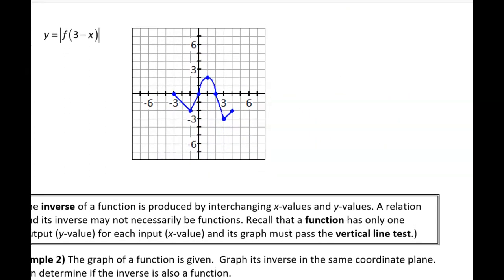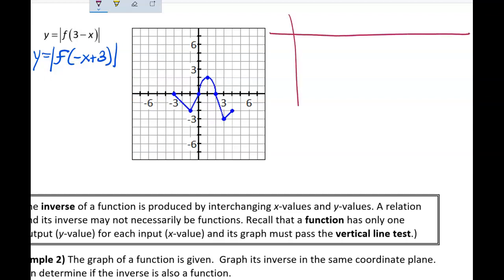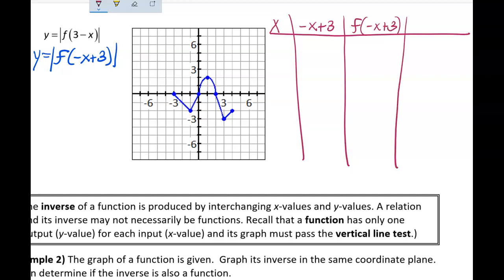All right, let's check out this one. This one will be interesting. What I want to make sure that I think about in this one is that we have f of negative x plus 3. So instead of thinking 3 minus x, it'll be easier if we think of this as multiplying x by negative 1 and then adding 3. So now let's make our table of values. We have x, we have negative x plus 3, f of negative x plus 3, and the absolute value of f of negative x plus 3.